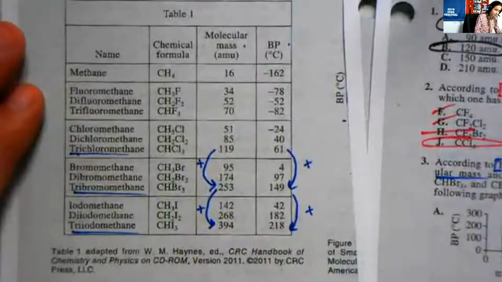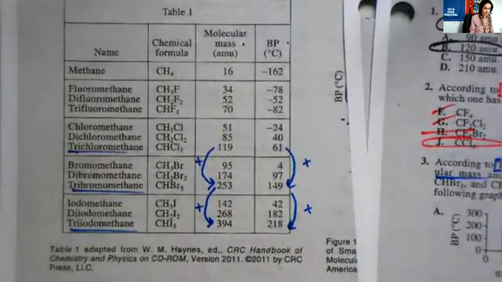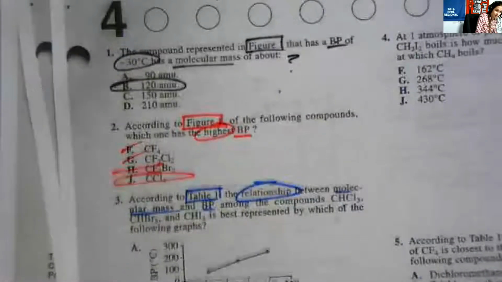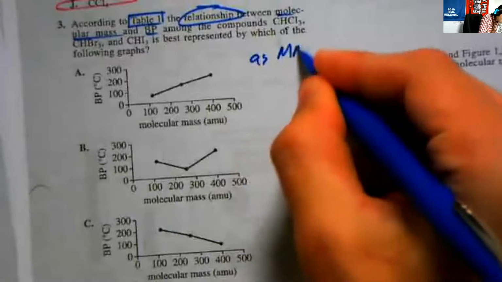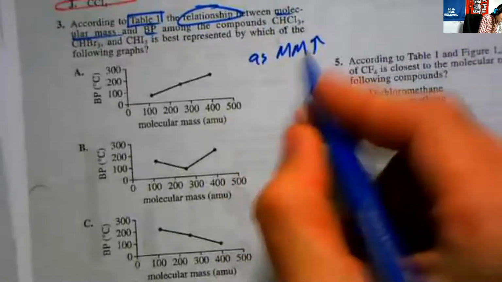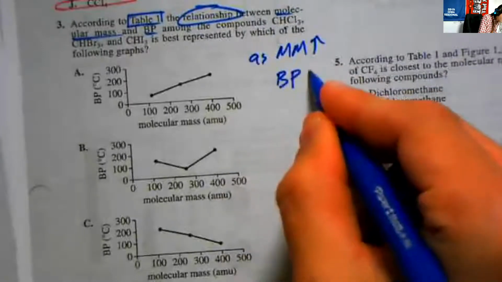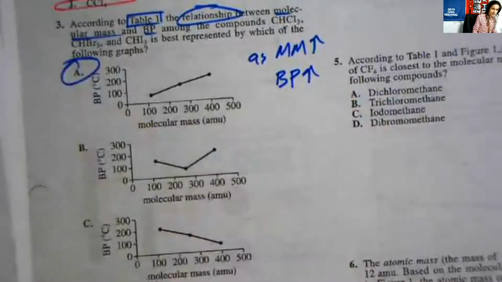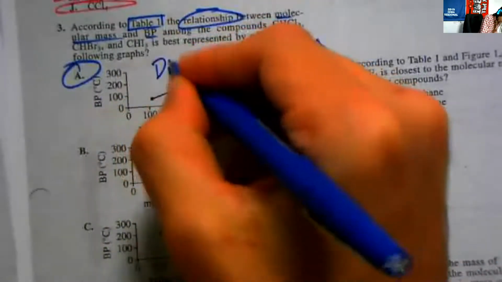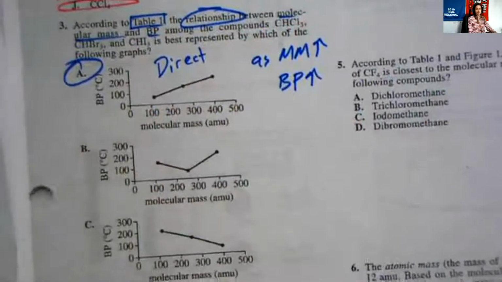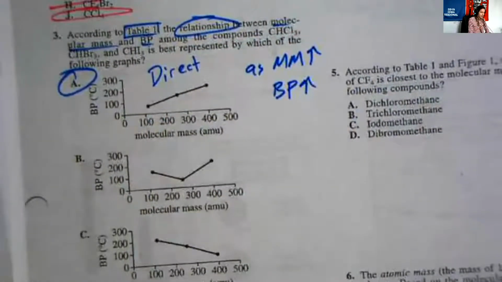What kind of relationship is that? We call that a direct relationship. As one goes up, the other goes up. So I'm going to go back over here to the problem. I'm going to write that for you. As MM increases, BP also increases. That's A. We call that a direct relationship. As one goes up, the other goes up.